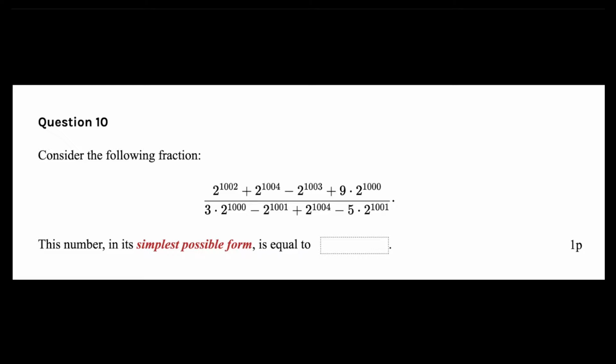This is also an A-level question. Consider the following apparently horrible fraction with huge exponents. This number in its simplest possible form is equal to what? So without having access to the calculator, we want to be able to simplify this huge number. You see that the number is not that huge, but it is formed by extremely huge numbers.